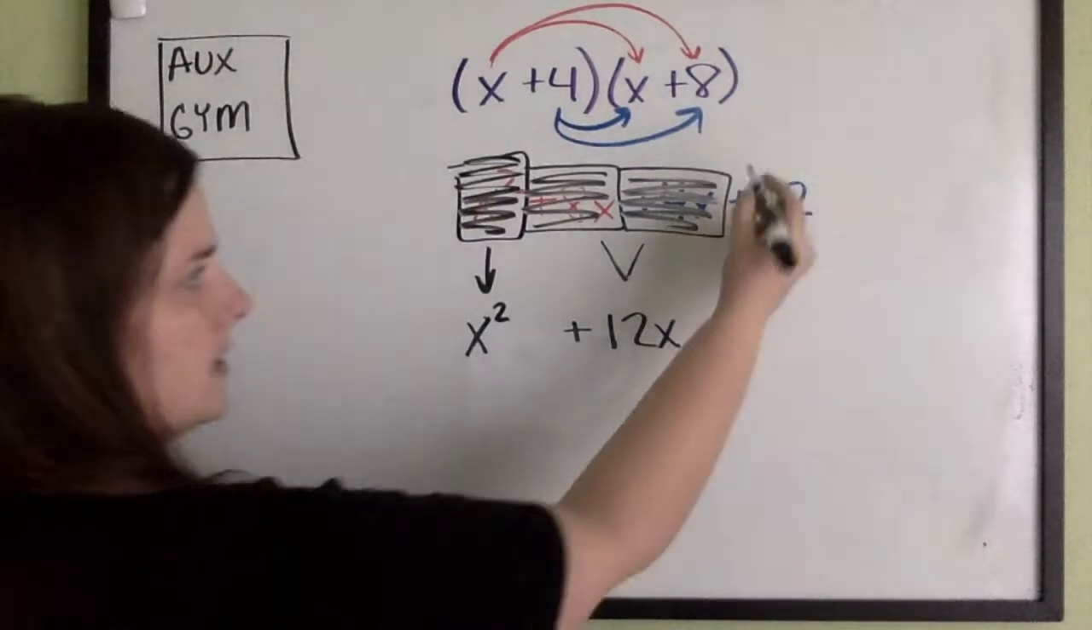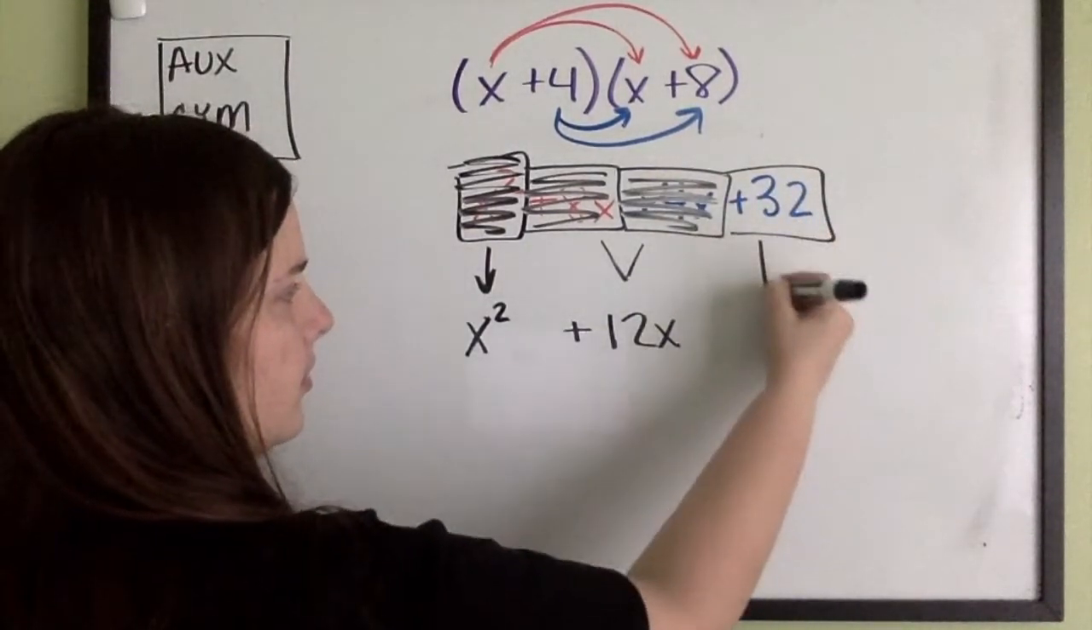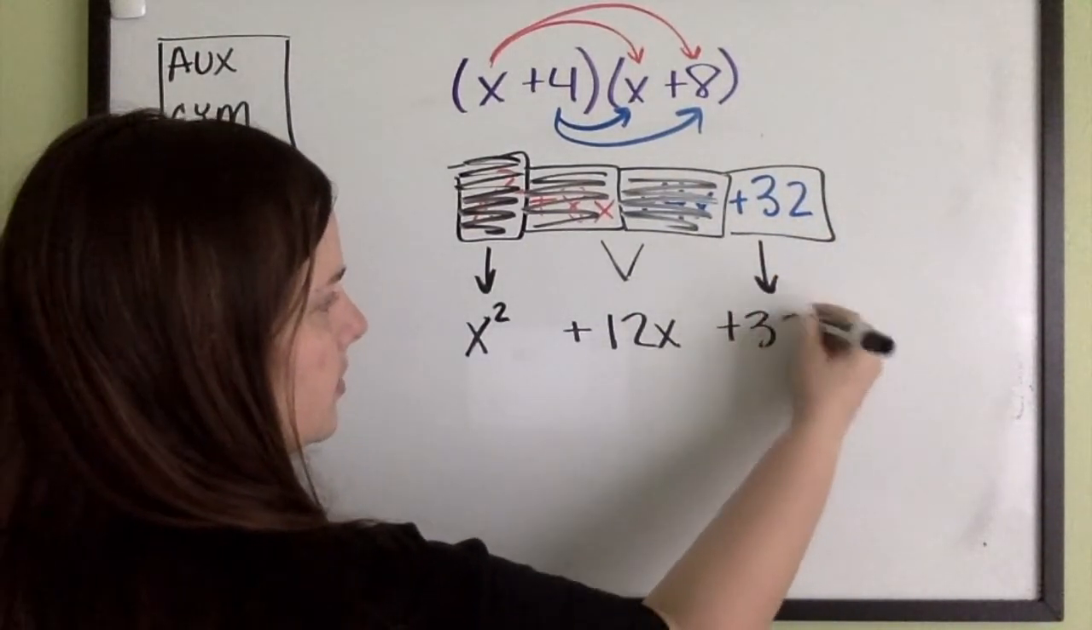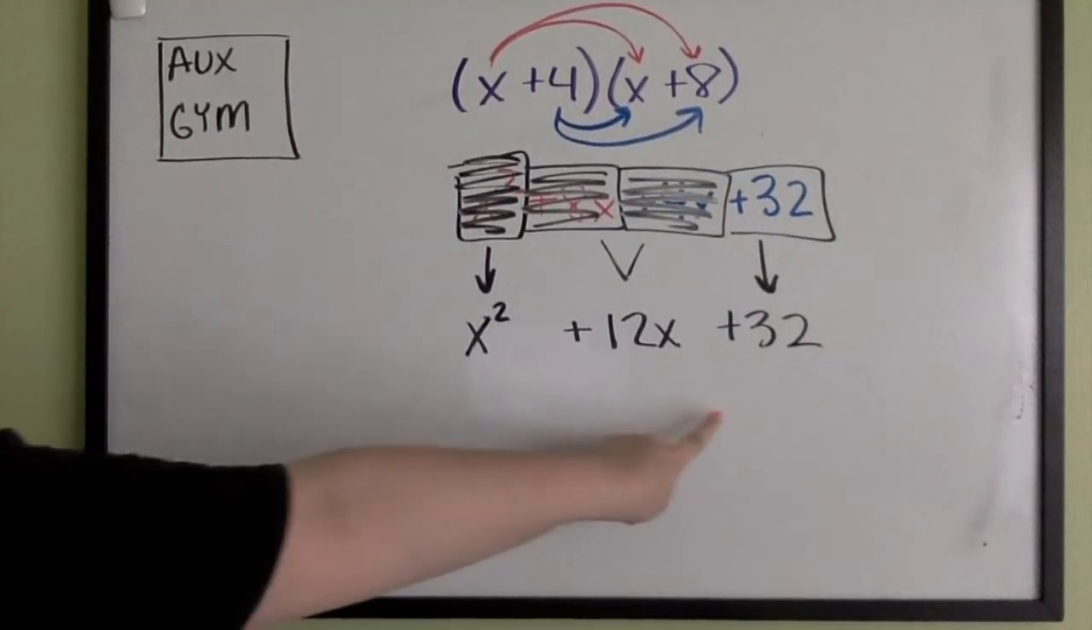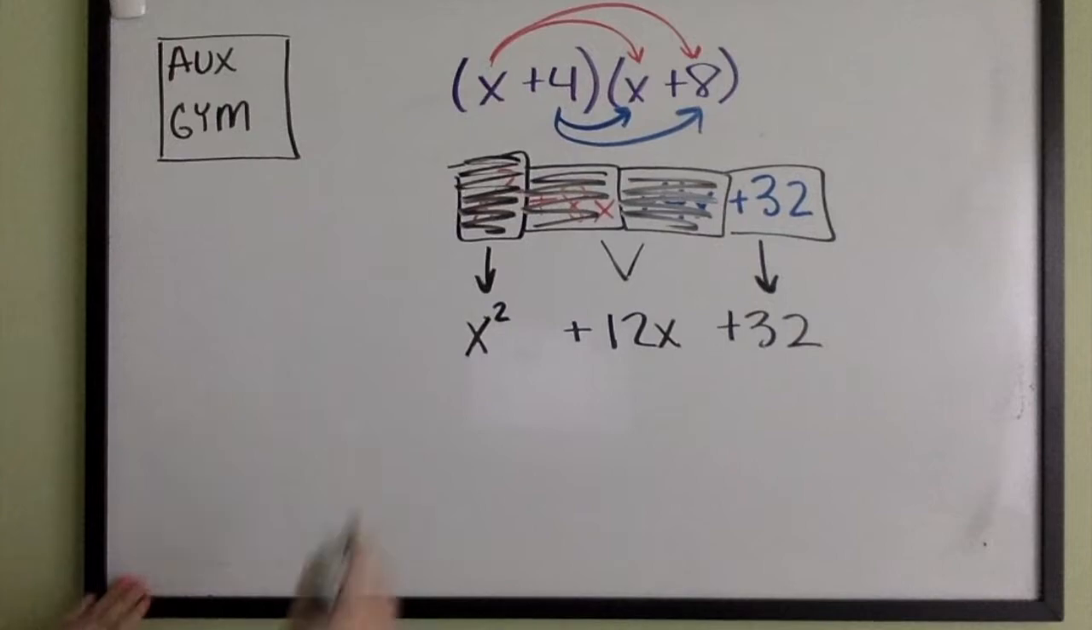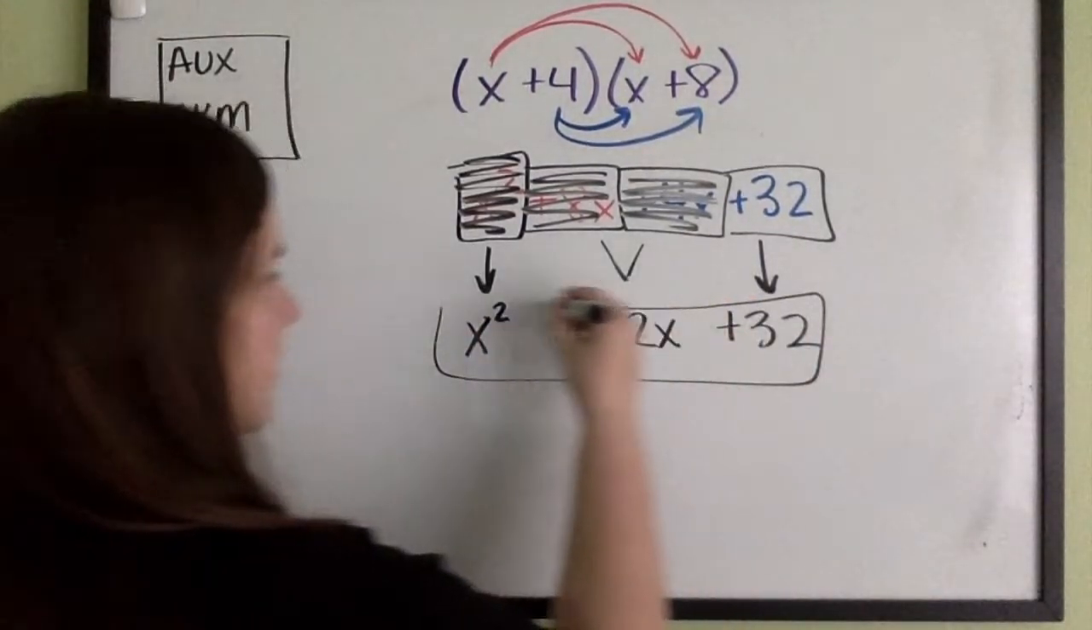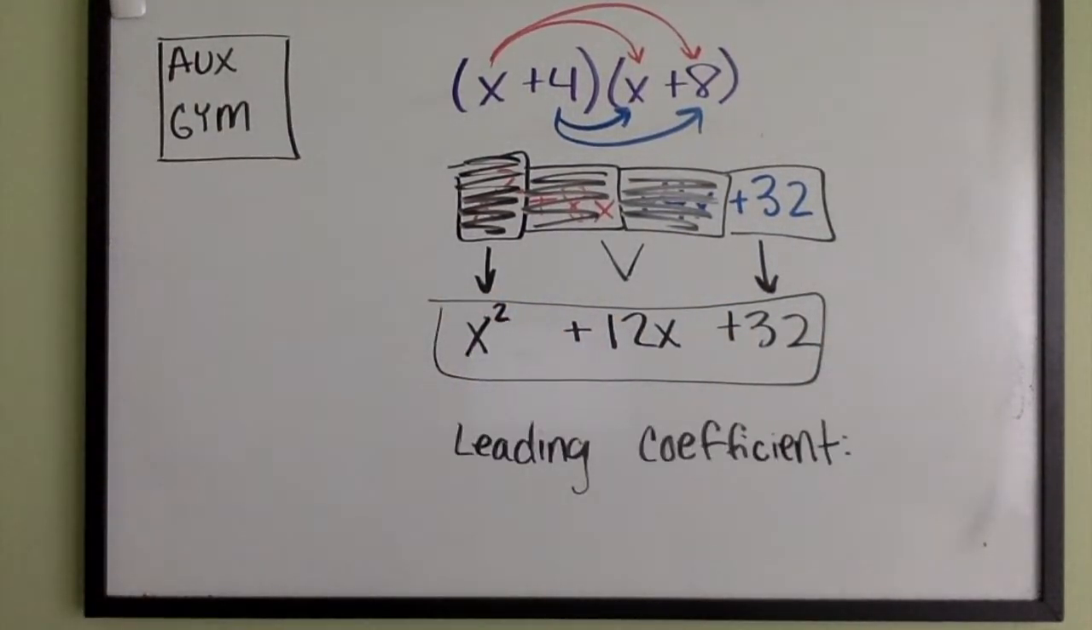The last thing is I have a positive 32. There are no like terms, so I'm just going to drop that down as well. X squared plus 12x plus 32. No like terms, so this is my final answer. This expression has a leading coefficient of 1. What is a leading coefficient?